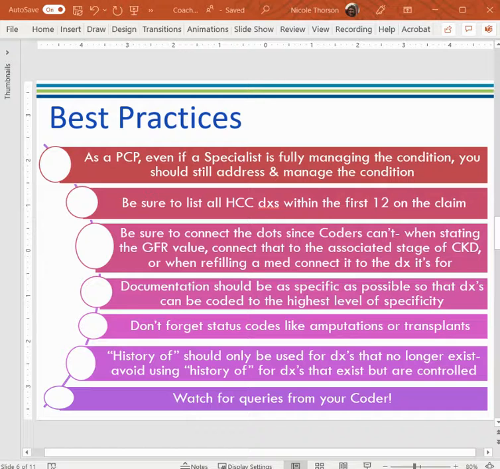History of should only be used for diagnoses that truly no longer exist. Try to avoid using history of for diagnoses that exist but are currently controlled or stable. Finally, as we are now reviewing some patients in a concurrent format, please watch out for queries from your coder. These will have some questions on missing documentation or conflicting documentation.